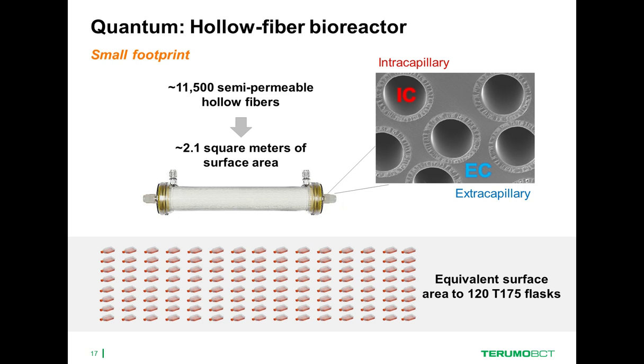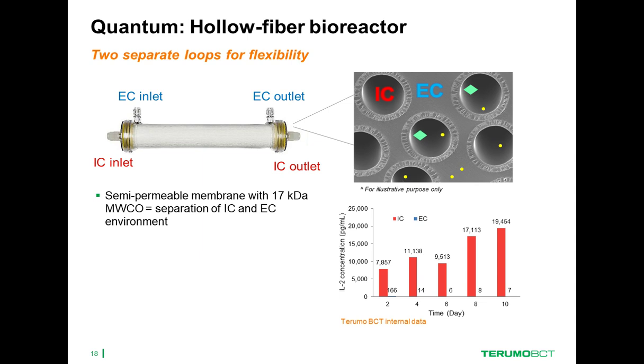The semi-permeable membrane of the hollow fibers equips the bioreactor with two separate environments, intracapillary, IC, which is within the hollow fibers, and EC, extracapillary, which is the space outside the hollow fibers. This is denoted in blue. The hollow fiber membrane has an approximate molecular weight cutoff at 17 kilodalton. The IC and EC environments are hence separated and allows us to have two different fluid sources in the bioreactor.